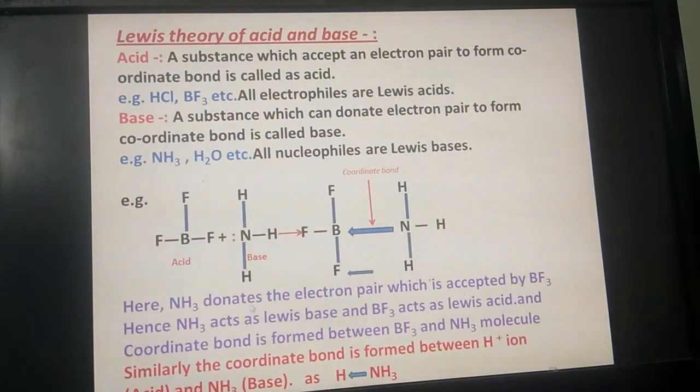ओके. नेक्स्ट, Lewis theory of acid and bases. What is meant by acid? According to the Lewis theory, a substance which accepts an electron pair to form coordinate bond is called as the acid. Substance which can accept an electron pair to form coordinate bond is called as an acid. जो पदार्थ इलेक्ट्रॉन पेयर ऍक्सेप्ट करतो आणि त्याच्यापासून काय होतो? कोऑर्डिनेट बॉन्ड तयार होतो, त्या सबस्टन्सला काय म्हणतो आपण? ऍसिड. एक्झाम्पल हियर HCl, BF3.